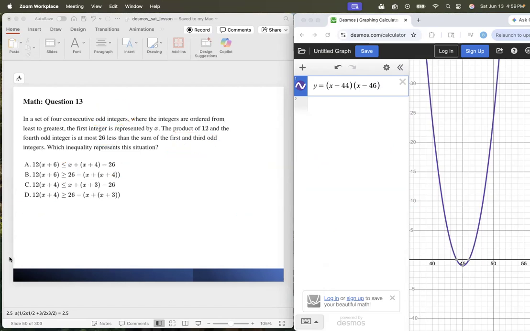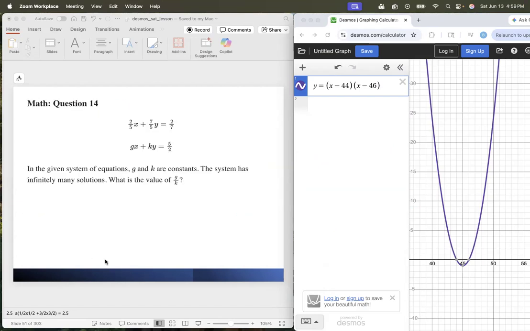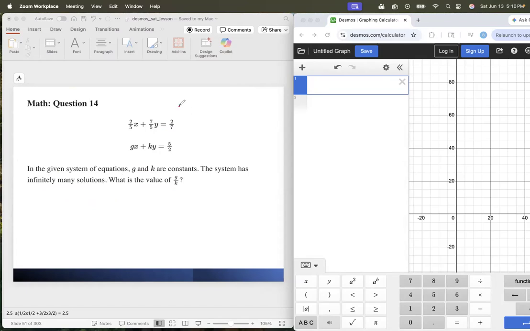Just remember the integers information. Next question, they're giving you a system of equations, and g and k are constants. They said the system has infinitely many solutions. What is g over k?